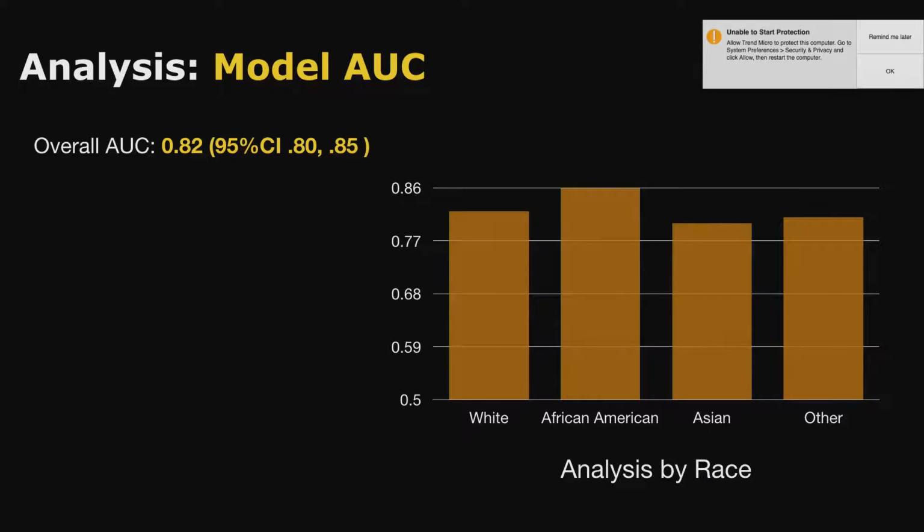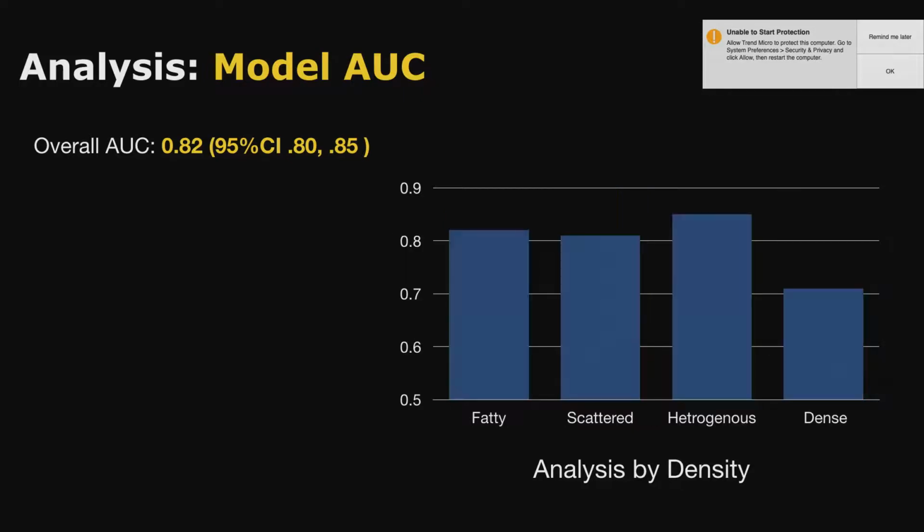We repeated this analysis by race, and we saw the same trend again. The performance ranged generally around 82, and in places where the gap was bigger, the confidence interval was bigger accordingly due to smaller sample sizes, because MGH is 80% white. We saw the exact same trend by density.